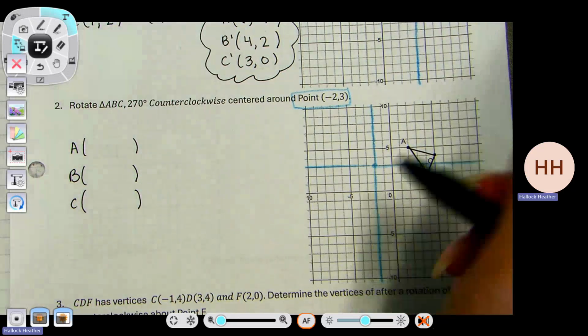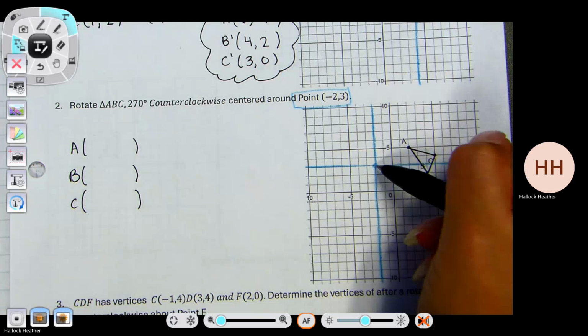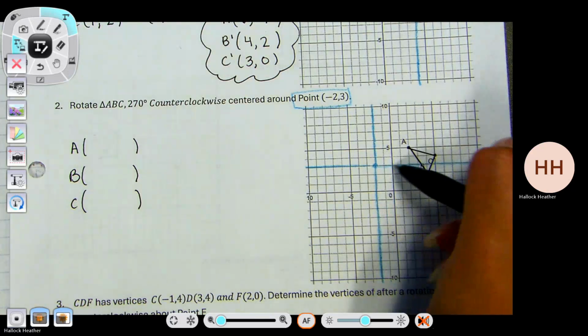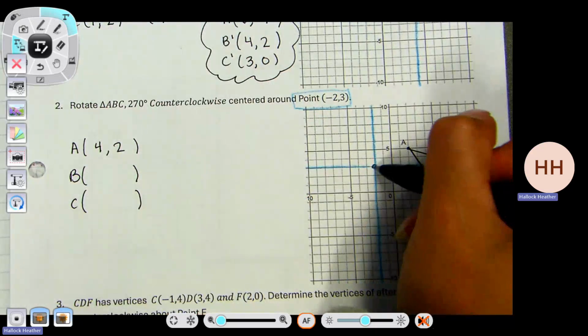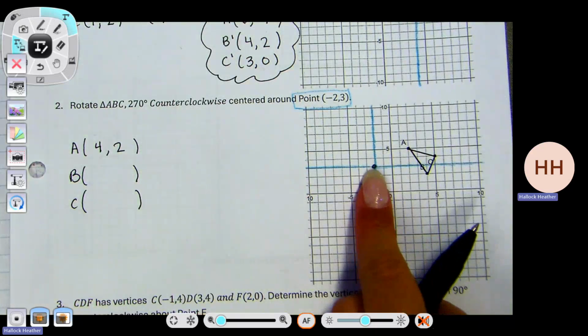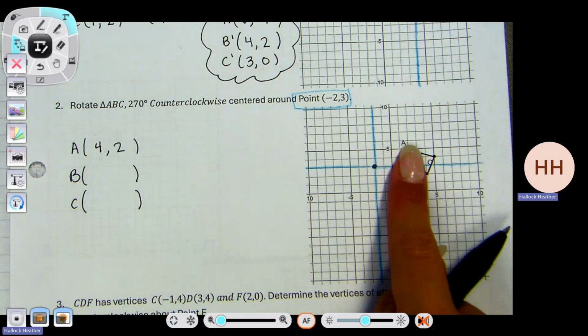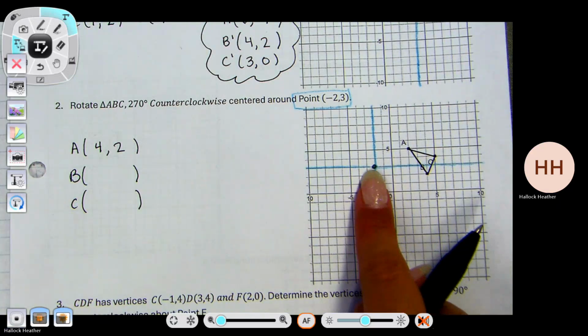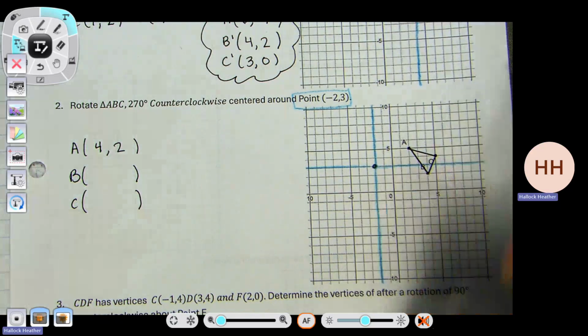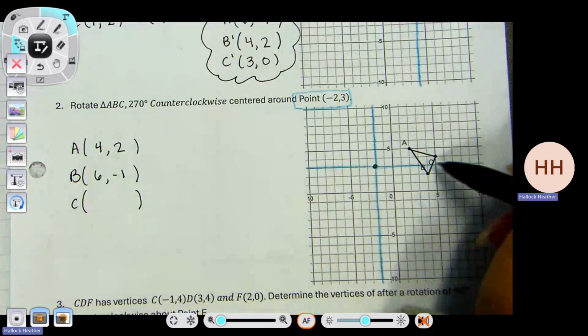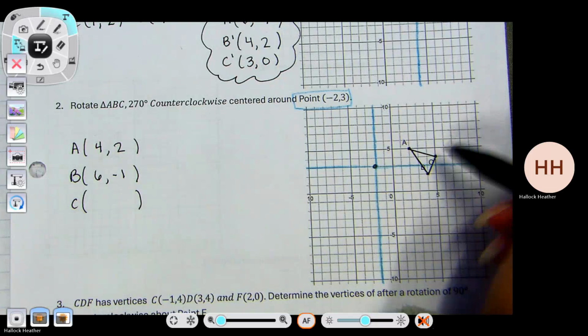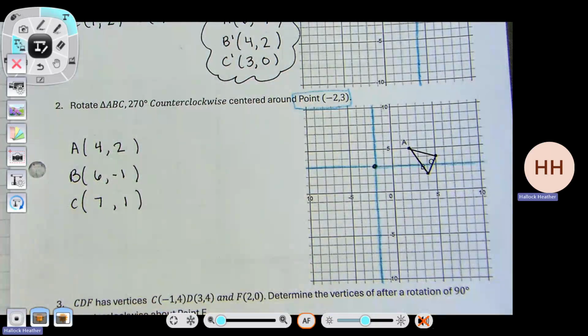So where's A? Not 2, 5. 4, 2. Because you're using your new 0, 0, which is this random point here. So from here, I'm going over 4 up 2. To B, 6, -1. Is that right? 1, 2, 3, 4, 5. Yeah. 6, -1. C, 7, 1. So those are like our fake points. They're not the real points, but that's okay. Those points help us do the next step.